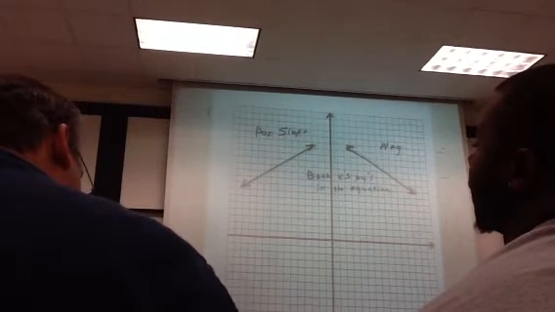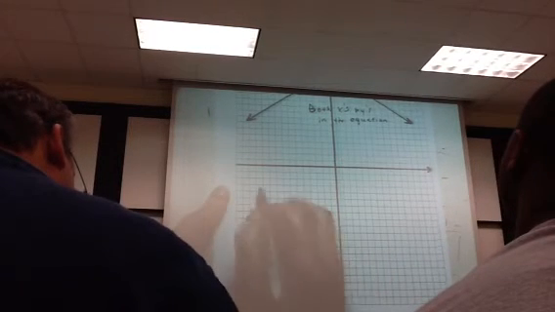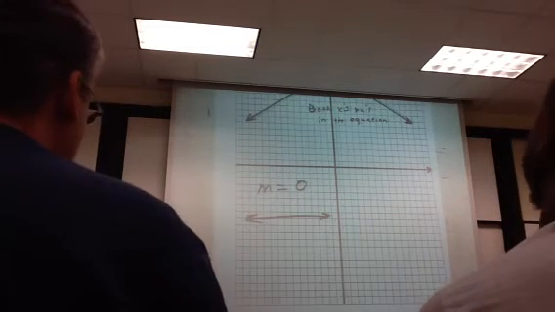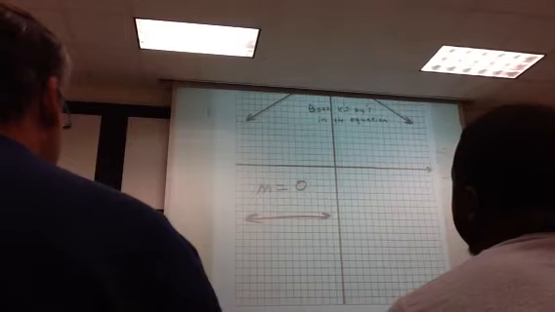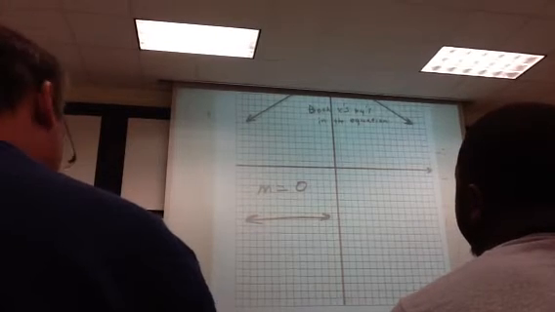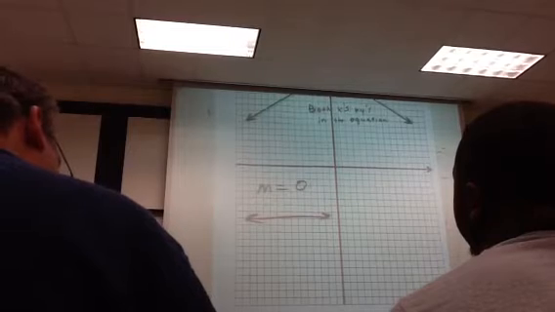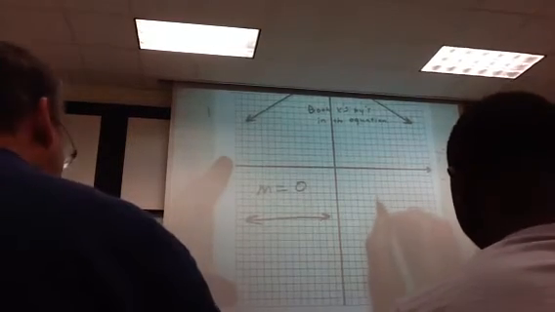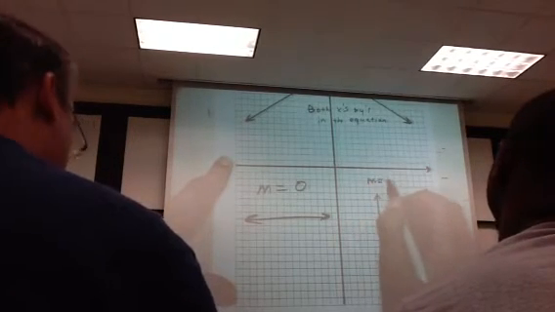Hey, what's the slope of this guy right here? 0. Very good. Horizontal line has a slope of 0. Does every horizontal line constitute a function? Yes, because it passes the vertical line test. How about the slope of this guy right here? Undefined. Slope is undefined.